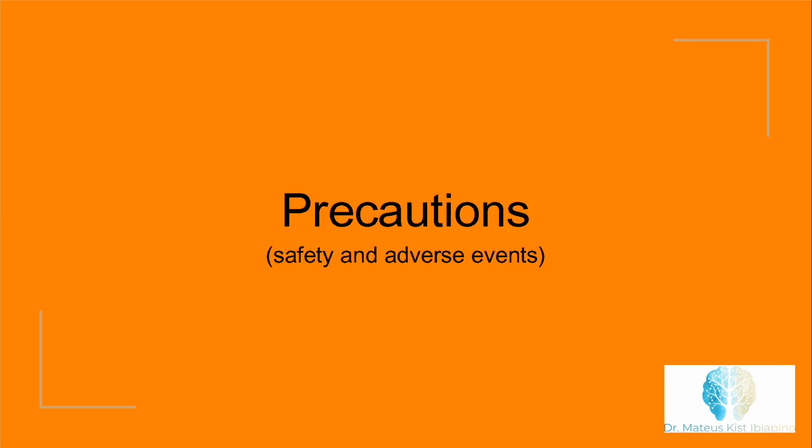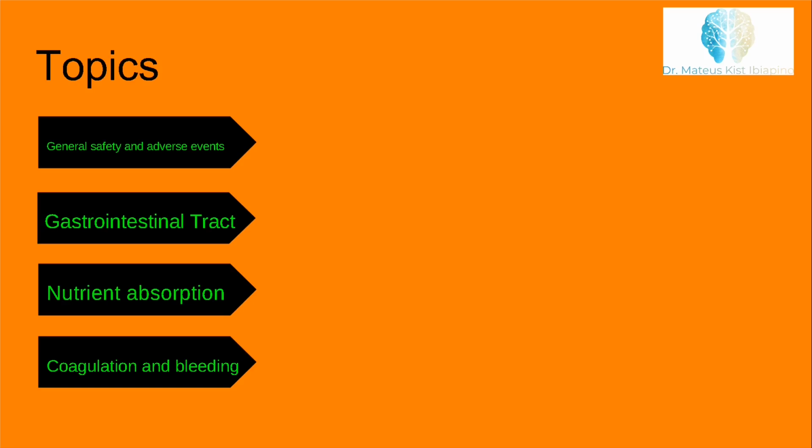Well, now we get to the next section that is about the precautions we need to have when we use curcumin for medicinal purposes. So here we're going to talk a little bit more about the safety of curcumin and adverse events that might happen when using curcumin. So the topics will be general safety and adverse events related to the medicinal use of curcumin. We're going to talk a little bit about the use of medicinal curcumin on people with conditions of the gastrointestinal tract. We're going to talk a little bit about the effects of curcumin on nutrient absorption, and we're going to talk a bit about the effect that curcumin has on coagulation and bleeding.